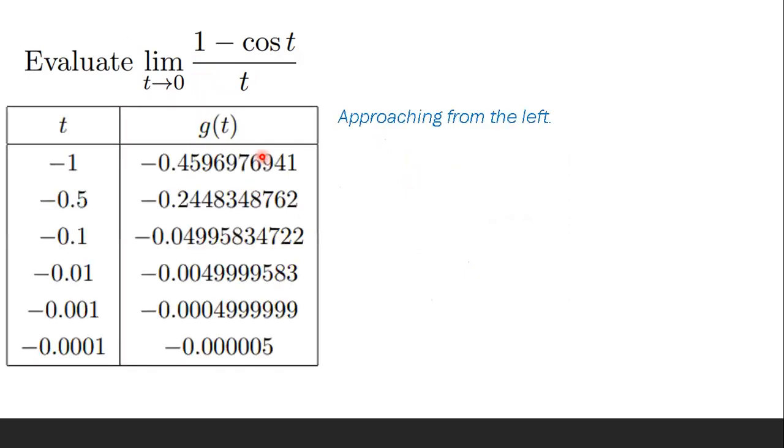Now let's evaluate the limit of 1 minus cos t over t as t approaches 0. And again, let's start with the first table as we approach 0 from the left. And this is how the table looks like. I chose -1, and then in finding our g of t, make sure that the mode again is in radian since this is a trigonometric function. And you can double check whether my values here are correct.